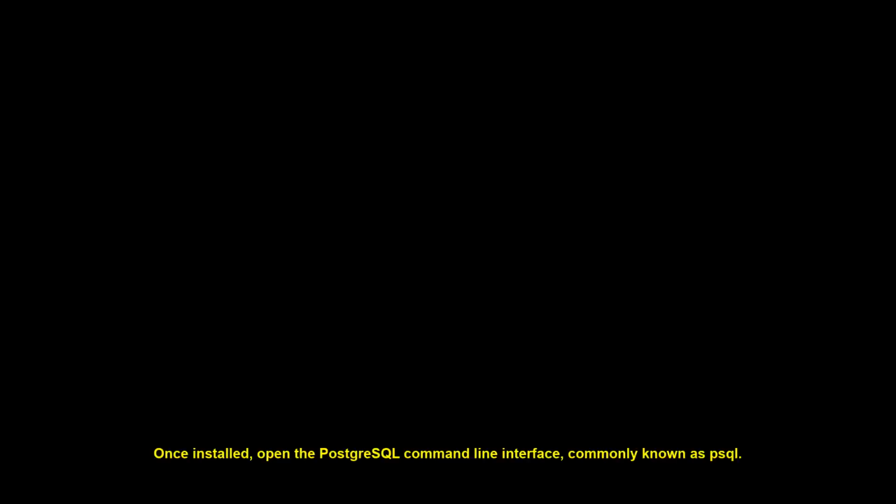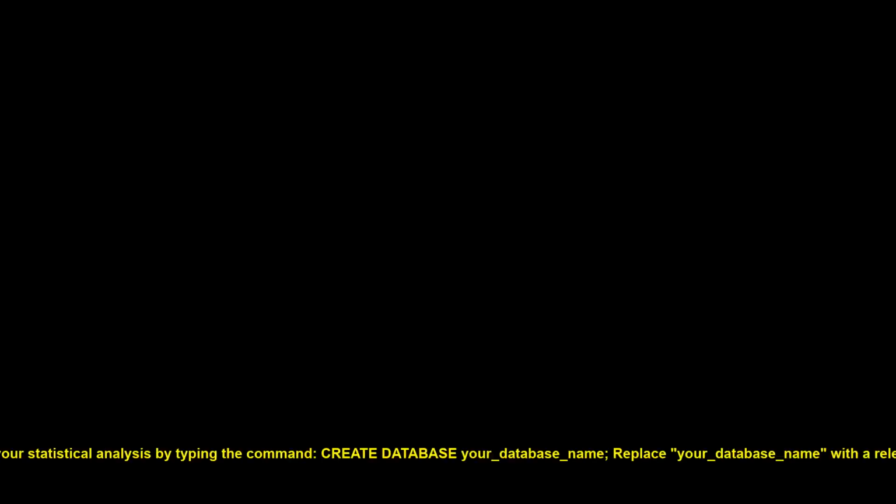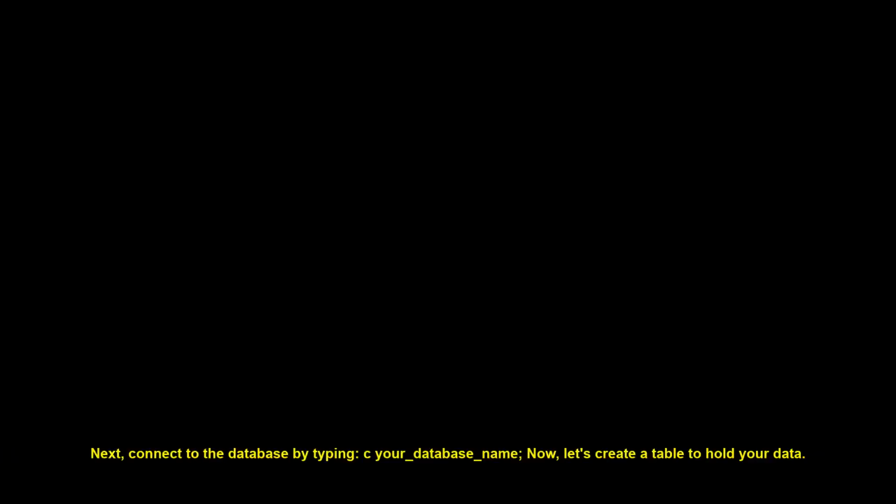Once installed, open the PostgreSQL command line interface, commonly known as psql. Create a new database for your statistical analysis by typing the command, create database your_database_name, replacing your_database_name with your own. Next, connect to the database by typing \c your_database_name.